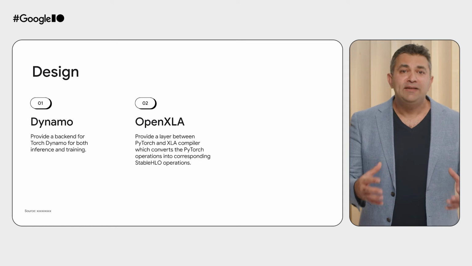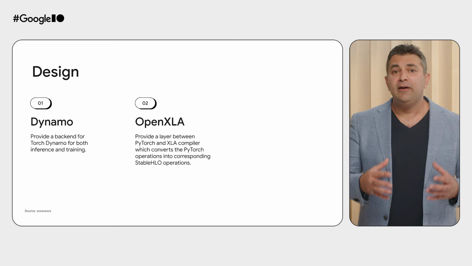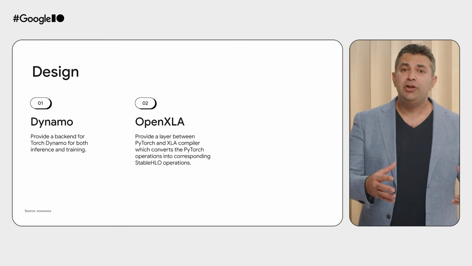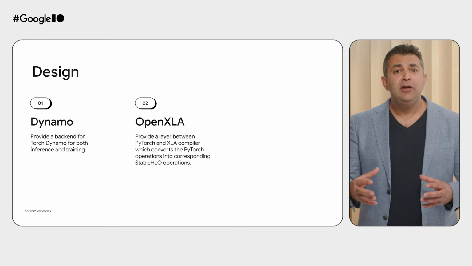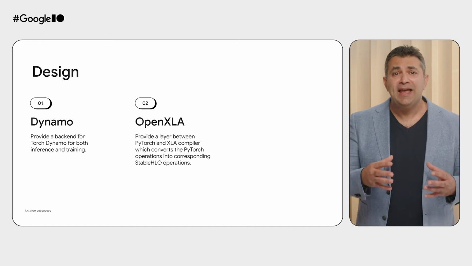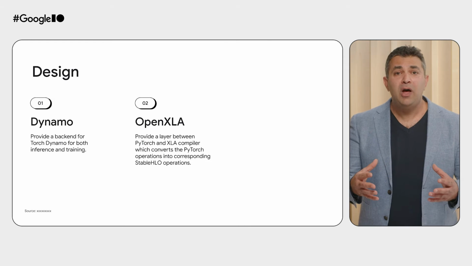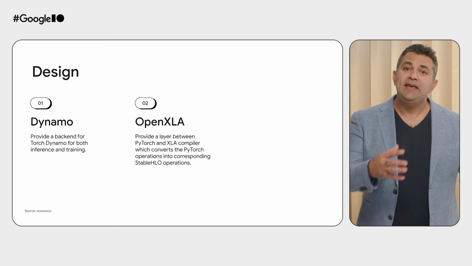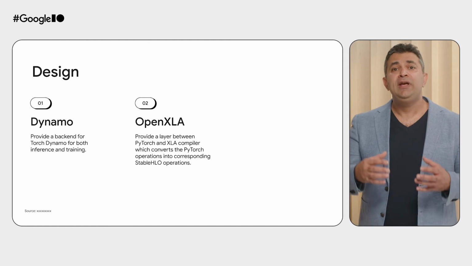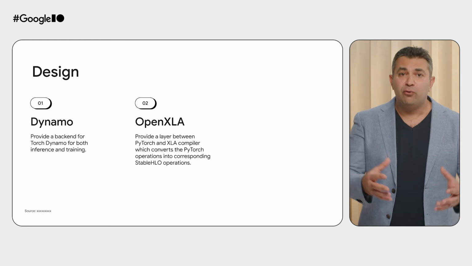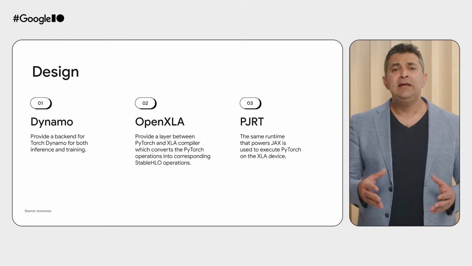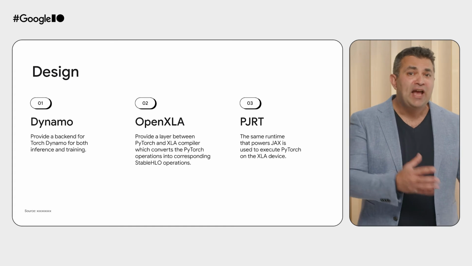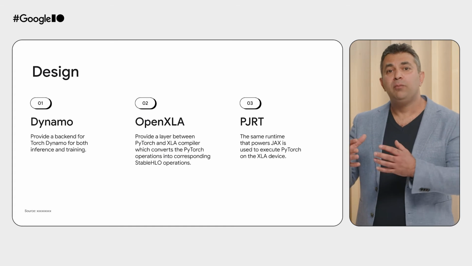By utilizing the OpenXLA backend, PyTorch ops are converted to corresponding stable HLO ops. Stable HLO works as a portability layer between different ML frameworks and ML compilers. Once the model is in stable HLO, you get all the benefits of using the XLA compiler for distribution and fusing ops for better performance. Finally, PJRT, which is the same runtime that can be used for JAX, can be used for running your PyTorch model.